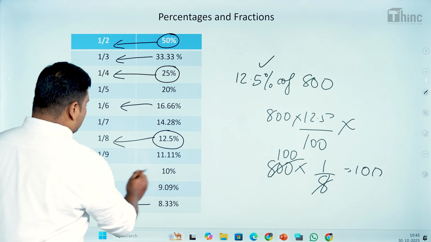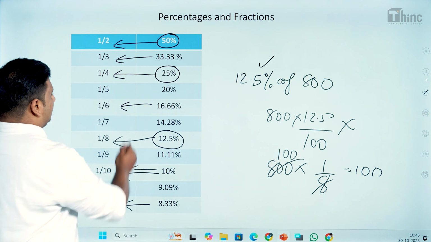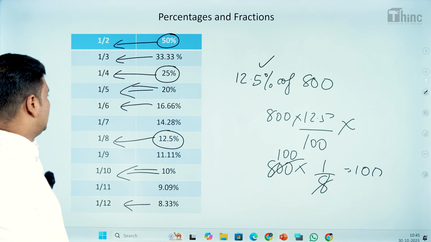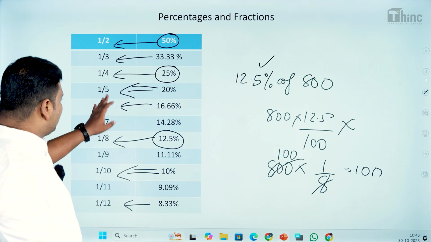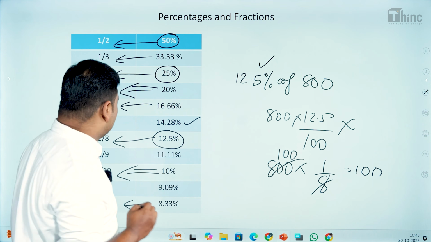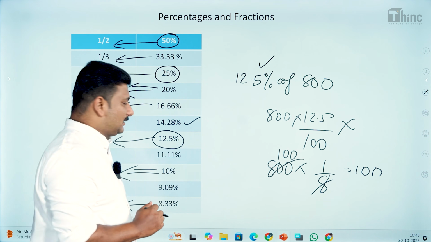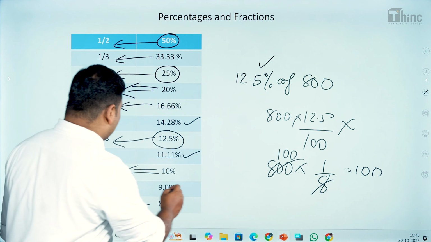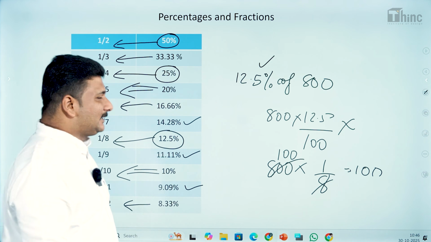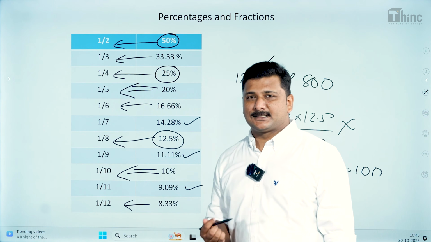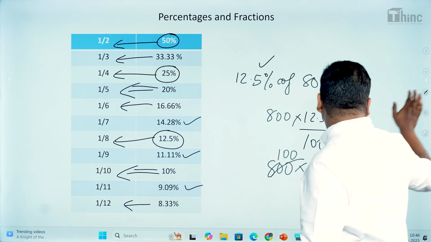Now, to find 10% of a number, we'll use 1 by 10. To find 20%, we'll use 1 by 5. Apart from these, there are three other percentages which we haven't discussed yet. One is 14.28, one is 11.11, and the last one is 9.09. Now, there is a technique with which we can remember these percentages and corresponding fractions really fast. I'll tell you that.